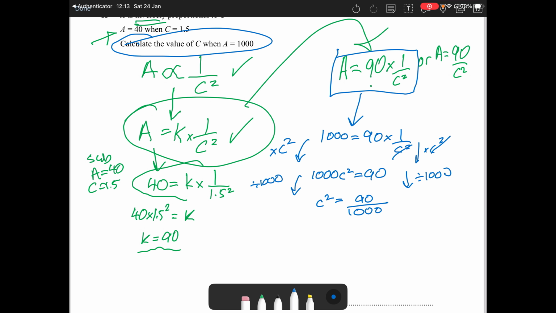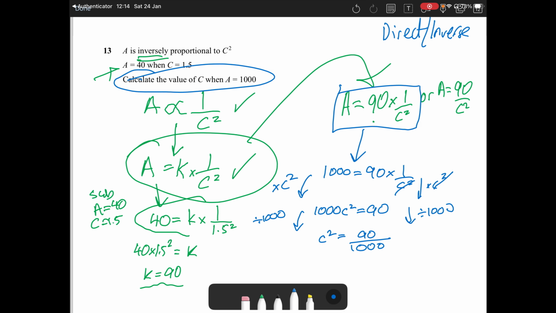I mean, the numbers look suspicious. You simplify your fraction. It's 9 over 100. Happy days. These are both square numbers, aren't they? You could do this without a calculator if you want. So C has to be the square root of 9 over 100, which is 3 over 10.